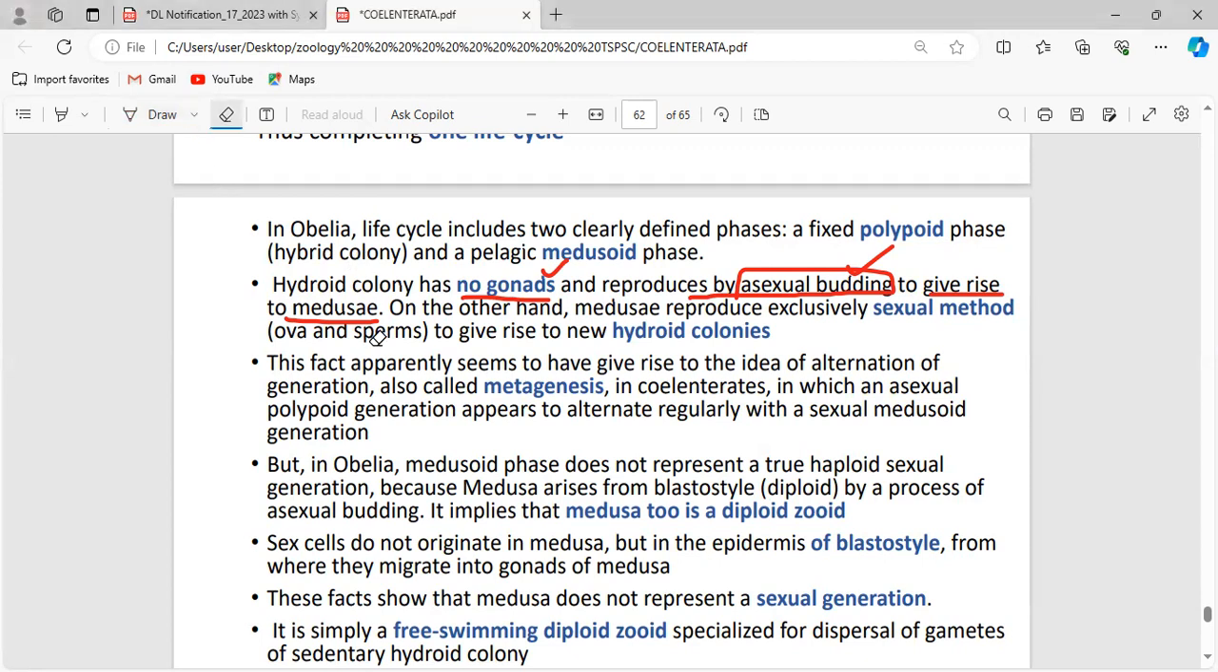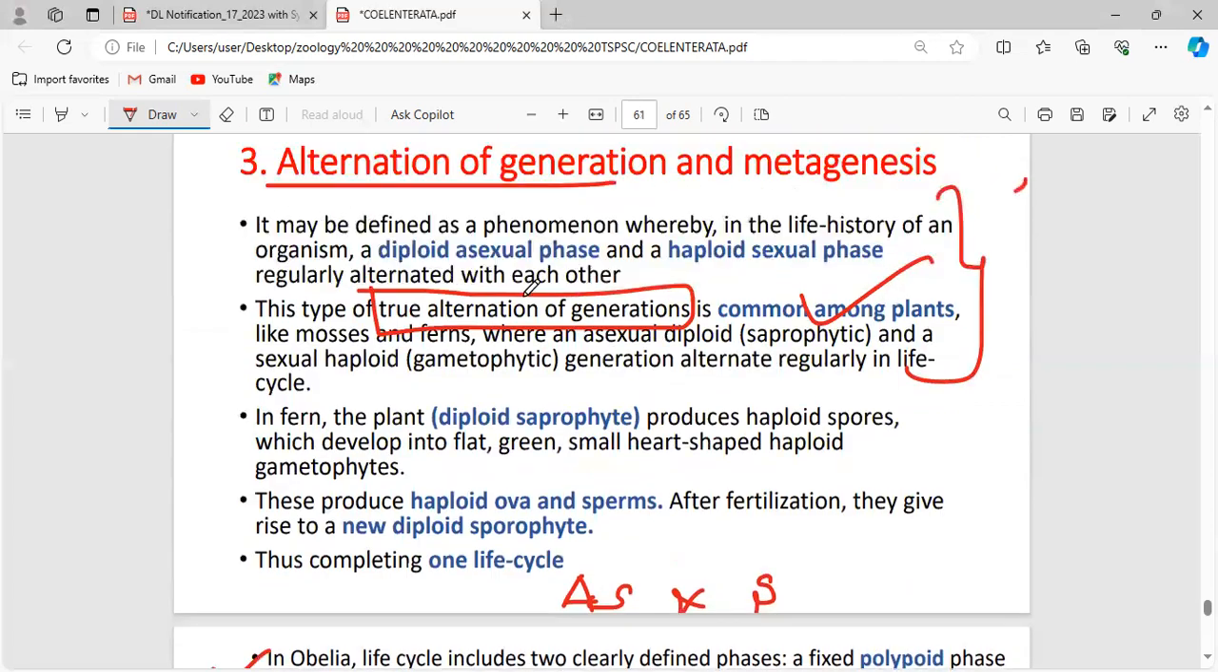See, what we have studied: what is alternation? The alternation between the asexual reproduction and the sexual reproduction. The sexual reproduction will be followed by asexual, and the asexual is again followed by the sexual reproduction, like that. This alternation between these two phases is said to be the alternation of generation. But true alternation of generation will be seen only in the plants. But coming back to Obelia, in case of true alternation of generation, what are the characteristic features? It has to be asexual and sexual. In case of asexual, it has to be diploid and sporophytic.